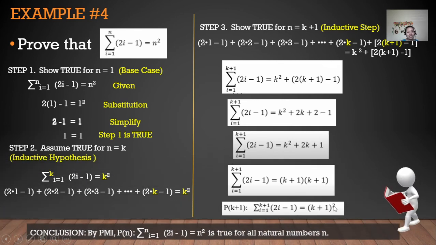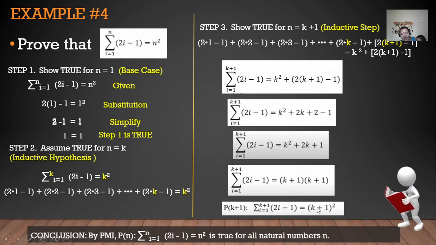So we can say that since k plus 1 is equal to n, therefore we can substitute the n here, which is n squared. We can have a conclusion by principles of mathematical induction. The sigma given is true for all natural numbers.